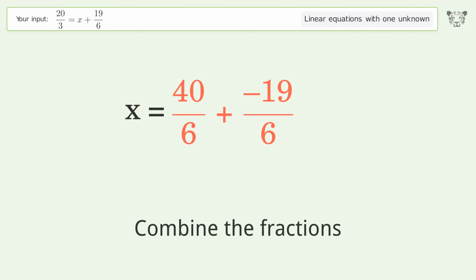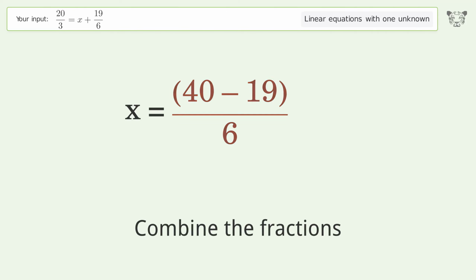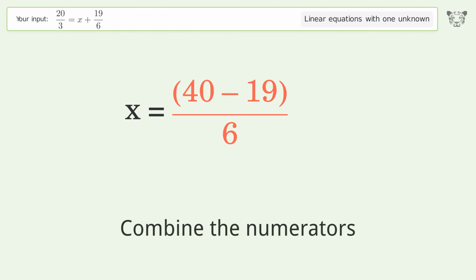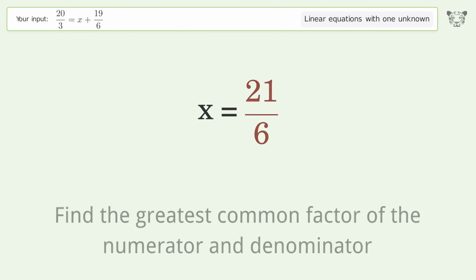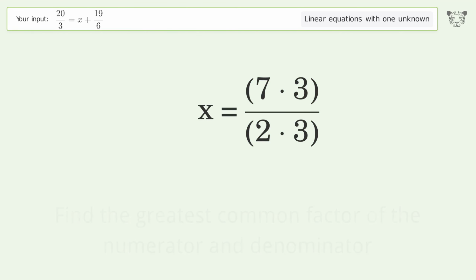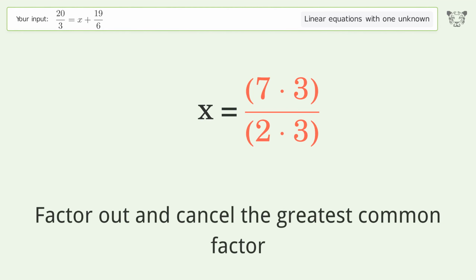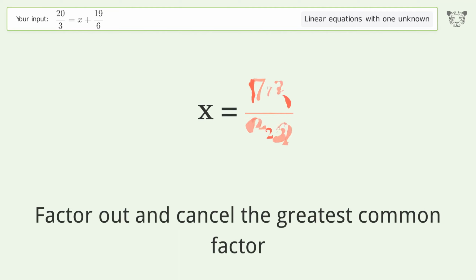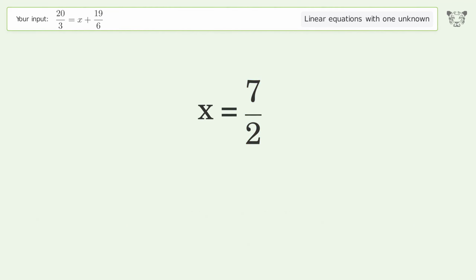Combine the fractions. Combine the numerators. Find the greatest common factor of the numerator and denominator. Factor out and cancel the greatest common factor. And so the final result is x equals 7/2.